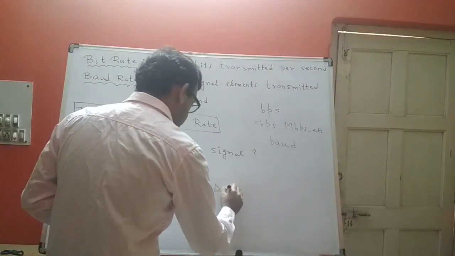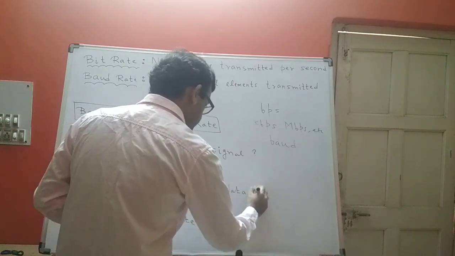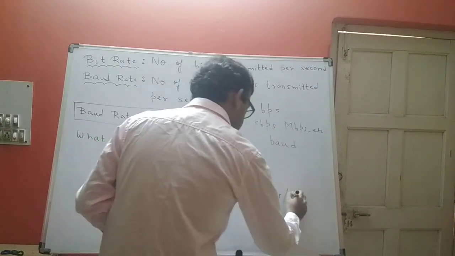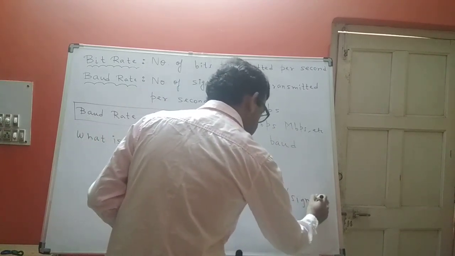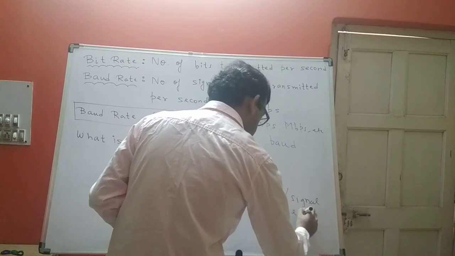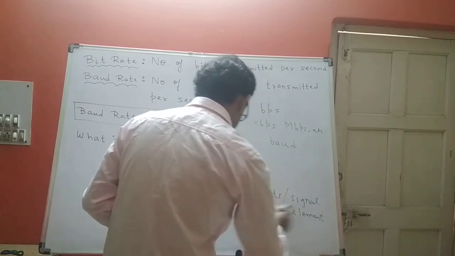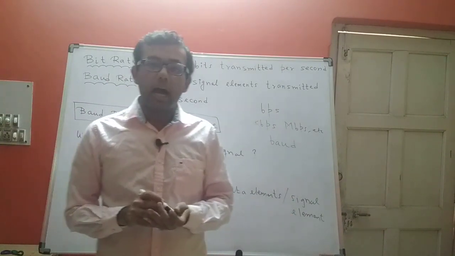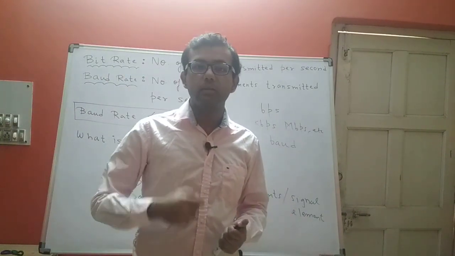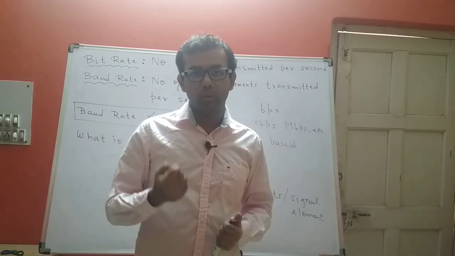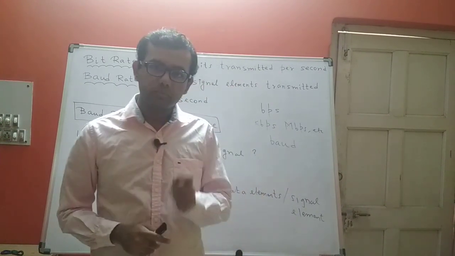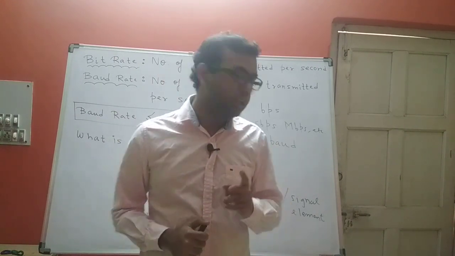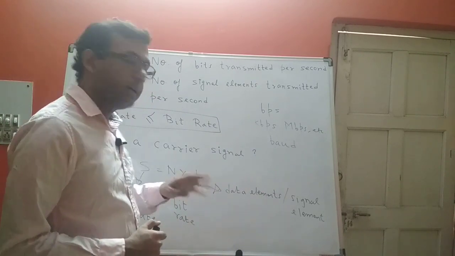So it is data elements per signal element. That means how many bits. Let me just write this down: here R refers to the number of data elements per signal element. This means how many bits every signal will be transporting. Let's say you have a carrier signal such that each signal unit is able to transmit 4 units at a time. That means your R will be 4.